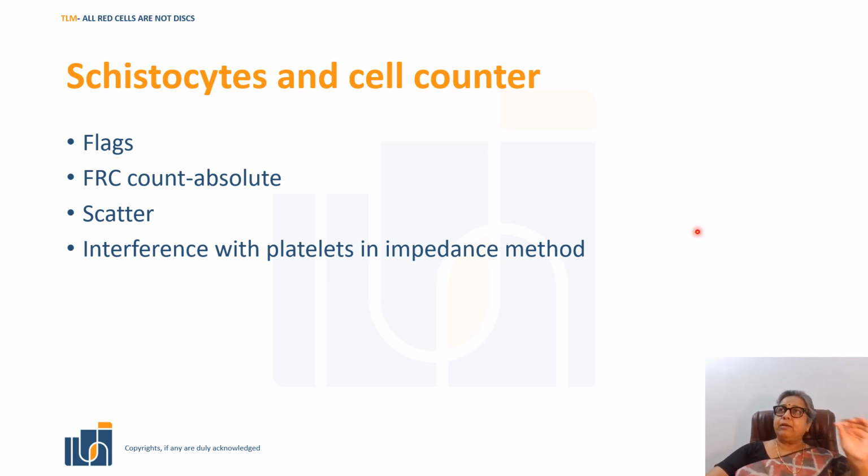So for schistocytes and the red cell count, the cell counter can give you a flag, it can give you an absolute count, it can give you a scatter plot which shows schistocytes, and it can interfere with platelets in the impedance method. So when it counts in the impedance method and there are platelets in that, it will give you again a flag saying platelet interference. So I think it's important to look at the cell count.